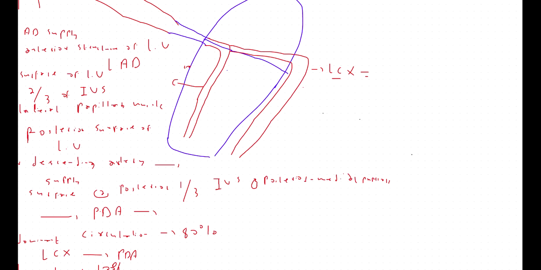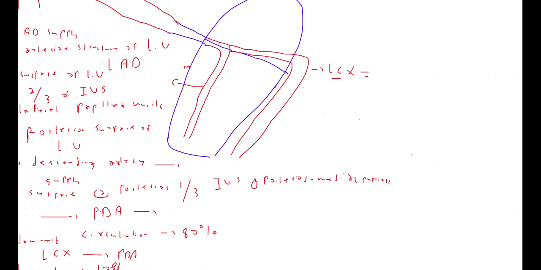If the PDA is supposed to receive 10% of the blood, it will always receive 10%, and it doesn't depend upon which artery it is coming from. There's no evidence about this. All right, so that will be your PDA.